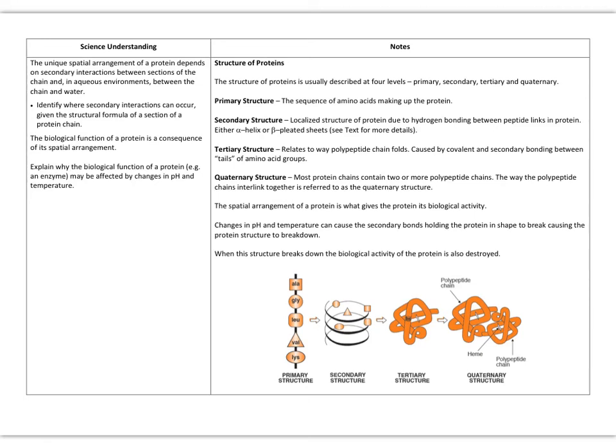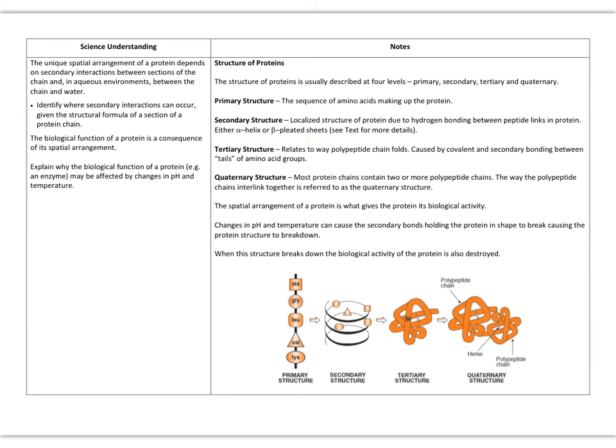So for the biologists, this will start to sound like something you've heard before. The amino acids go together to make the proteins. We talk about 4 levels of structure in a protein. Firstly, the primary structure, which is the sequence of the amino acids, so the order of those amino acids that make up the protein. Secondly, we have the secondary structure, which is the localized structure of the protein due to hydrogen bonding between the peptide links in the protein, and tends to be either alpha helix or beta pleated sheets.